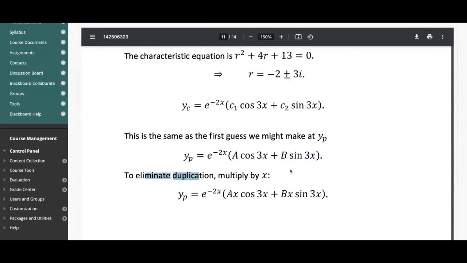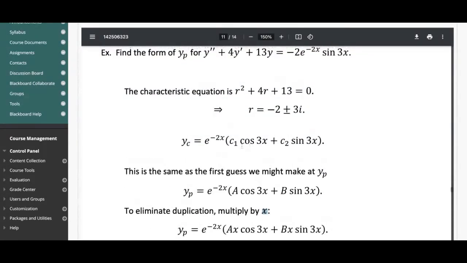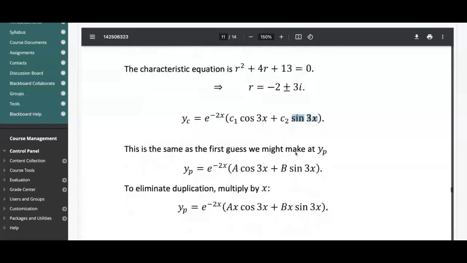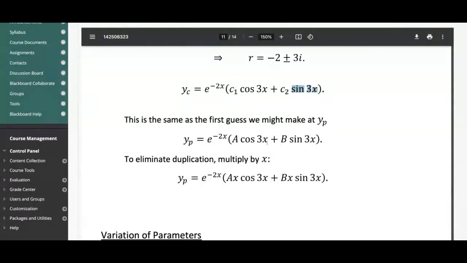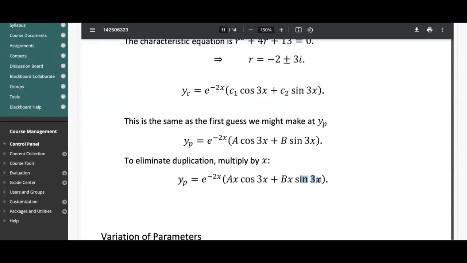To eliminate the duplications, we multiply by x, right? Because in the complementary, what do we have? We only have cosine 3x or sine 3x. So we don't want to duplicate with this, so we multiply by x. So we make a particular solution to be e to the negative 2x, a times x cosine 3x, plus b times x sine 3x. Any questions?